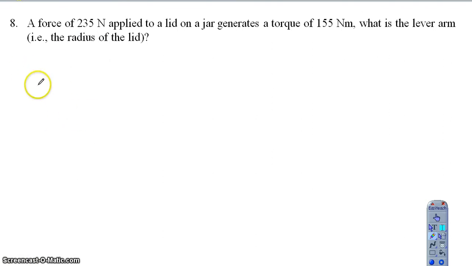Question 8 on this homework is actually hopefully pretty straightforward, right? I guess not necessarily straightforward since we're involving torque and it's rotational. I know, I'm hilarious. But anyway, they tell us a force is applied to the lid that generates a torque. So really the question is, what's the relationship between torque and the force? Well, torque we know is force times the radius.